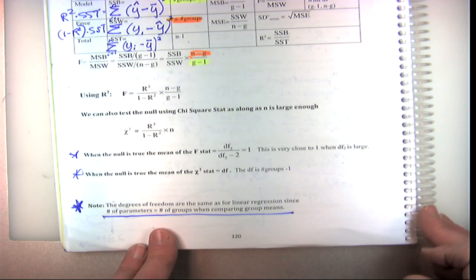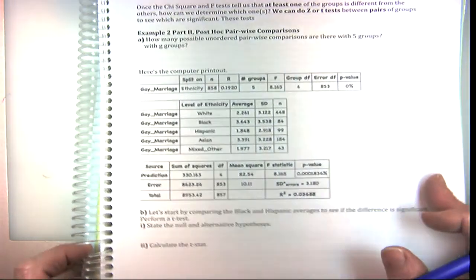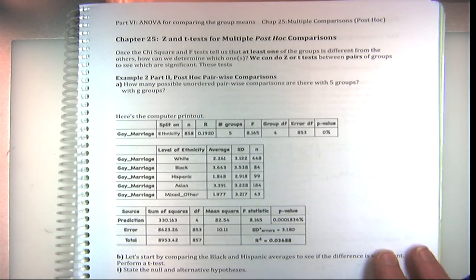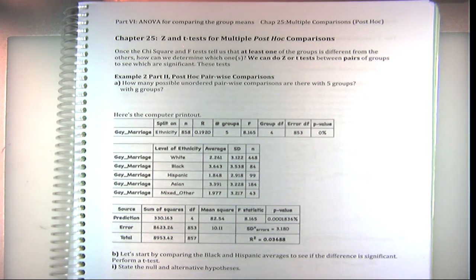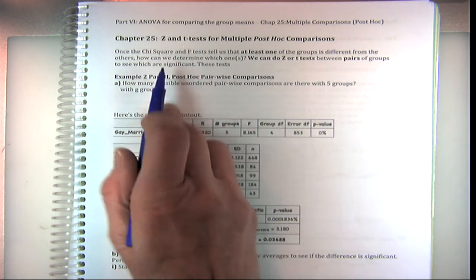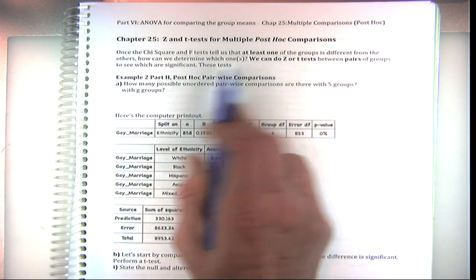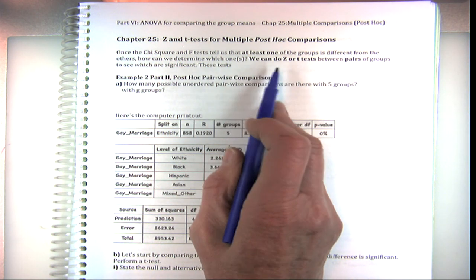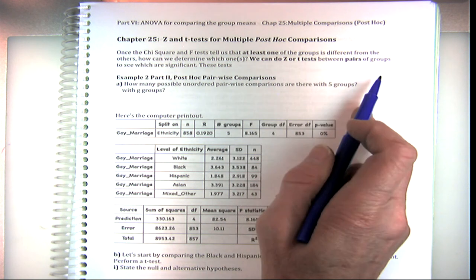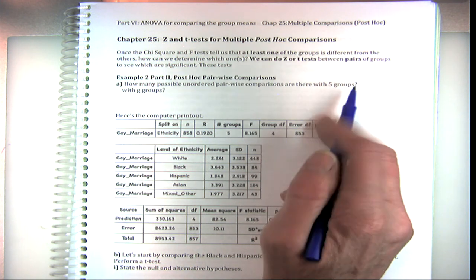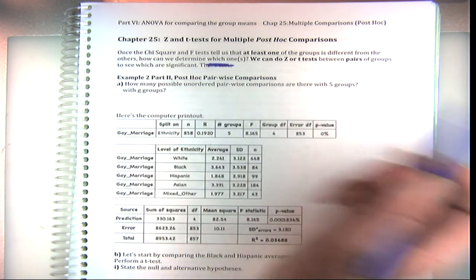Okay, any questions? So now we're just going to do these pairwise comparisons. These are kind of fun to see, now we're going to see which groups are significant. We know once this chi-squared F test tells us that at least one of the groups is different from the others, how can we determine which ones? Well, we can do our usual Z or T test between pairs of groups. It's like two sample t-tests or z-tests to see which is significant.